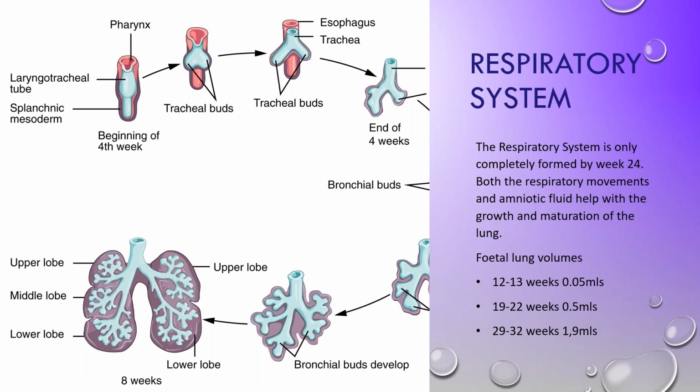At 19 to 20 weeks, the lung now can take half a mil, and from 29 to 30 weeks, the lung can accommodate about 1.9 mils. That's the volume it takes.